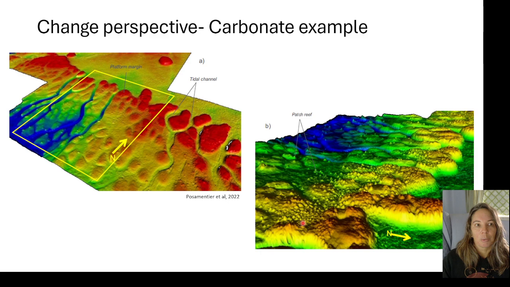Here's an example with carbonates where we're kind of changing our perspective. So we can see this really lovely example offshore Indonesia, where we've got these tidal channels working their way through carbonates. But if we zoom in, and we play with the lighting a little bit, we can suddenly notice all these small little patch reefs, which may be of interest to us. So these patch reefs are about 100 meters or so in diameter.